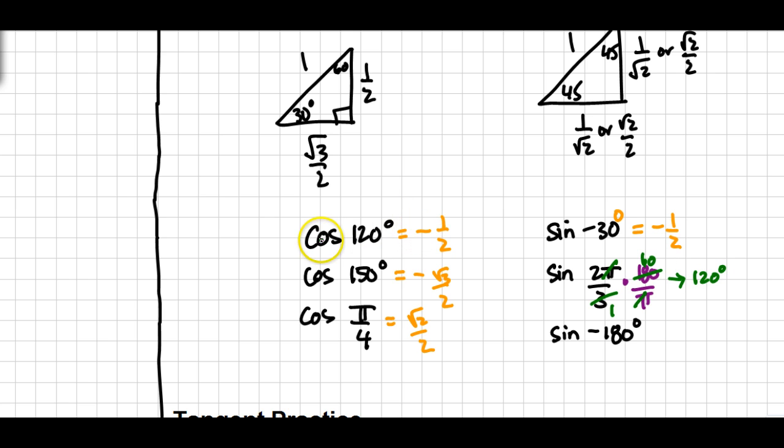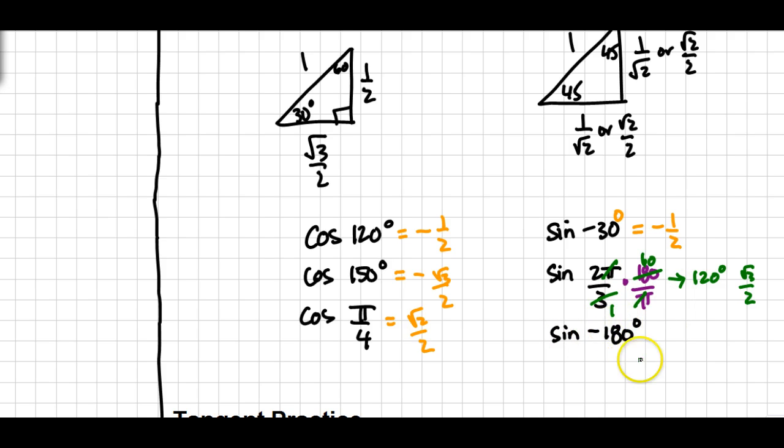So I know it's going to be similar to what I had back here for cosine of 120. I know that the sine in quadrant 2 is going to be a positive value, and I know it's going to be not a half because that was the cosine, so I know it's going to be square root of 3 over 2.